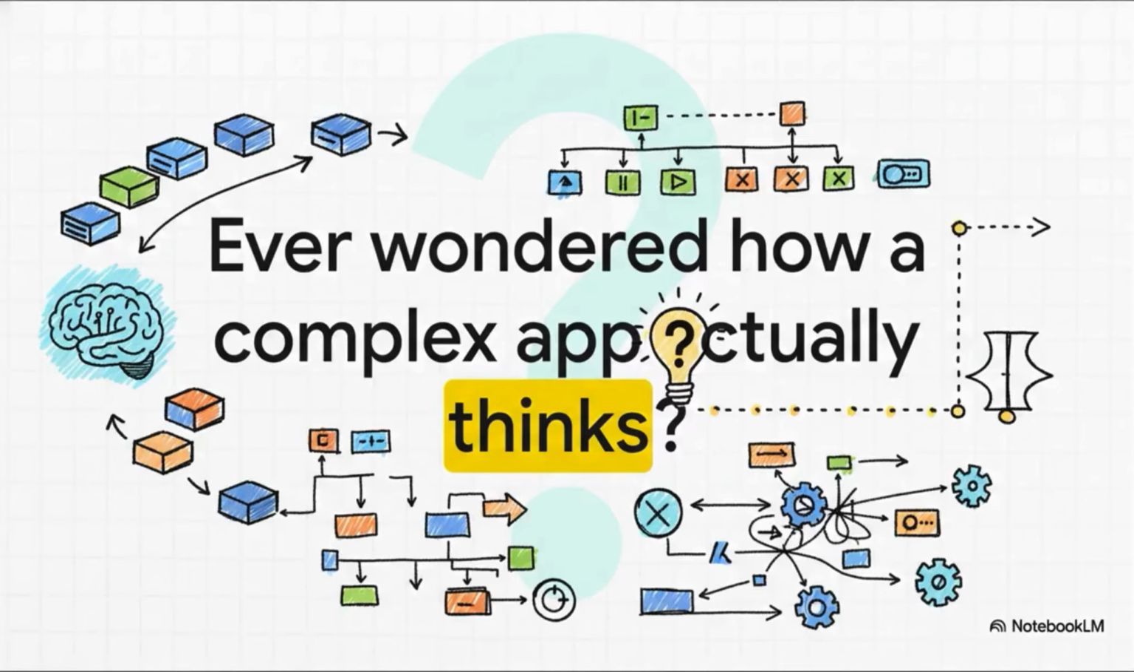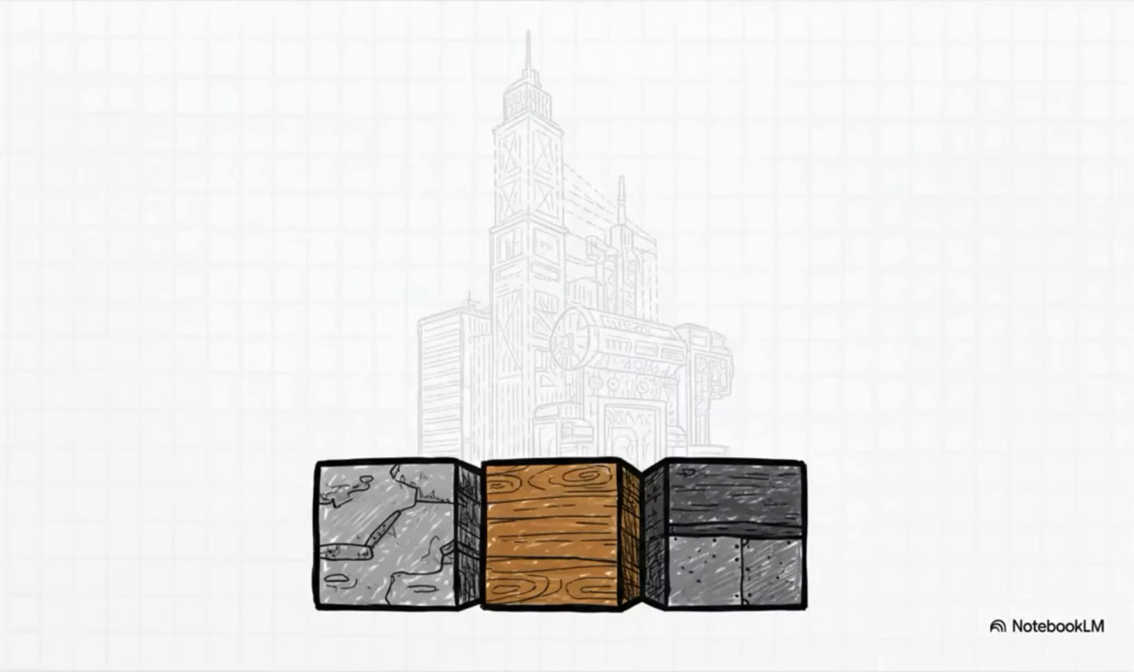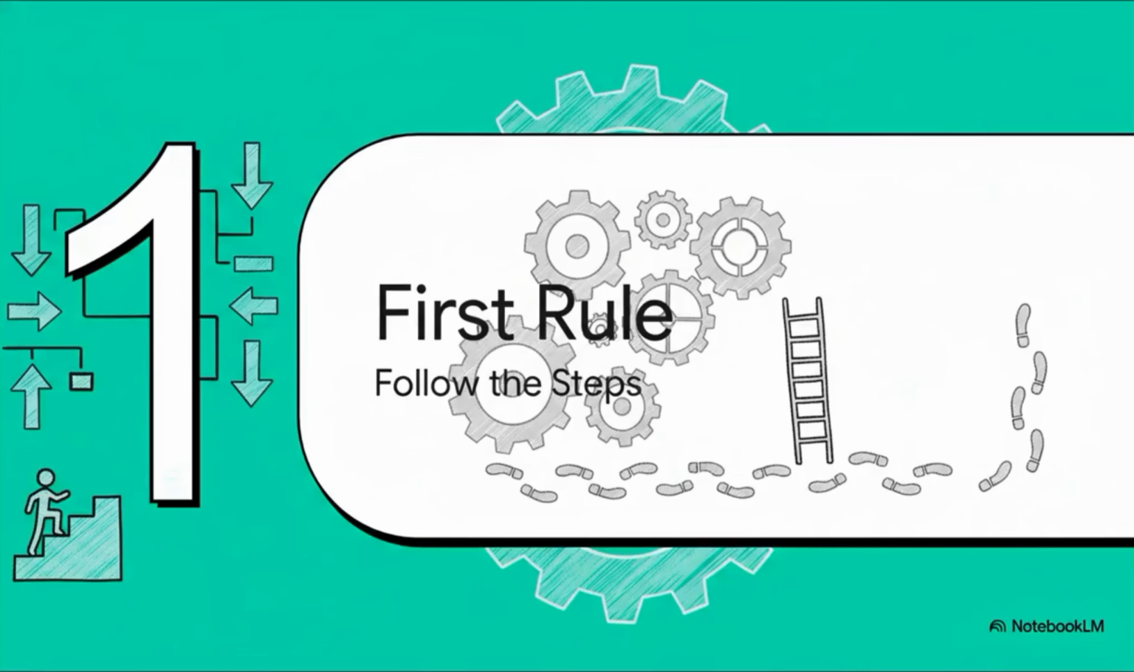It's all about logic. And that logic, the entire foundation for every single piece of software ever written, is built from just 3 simple, fundamental building blocks. That's it, just 3. And once you get these, you basically understand the secret language of all software. All right, so let's dive into the first rule.